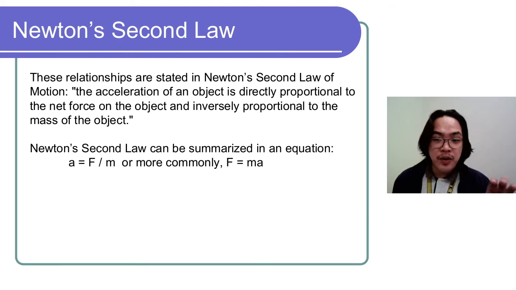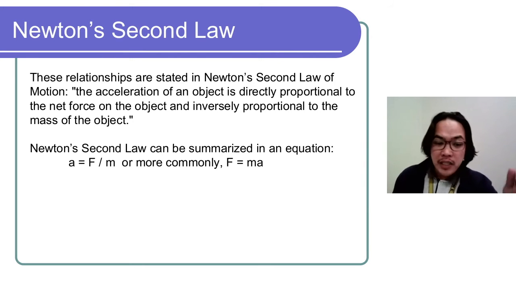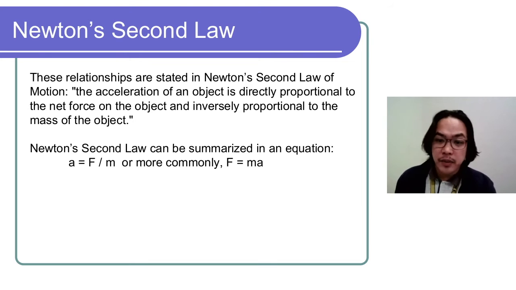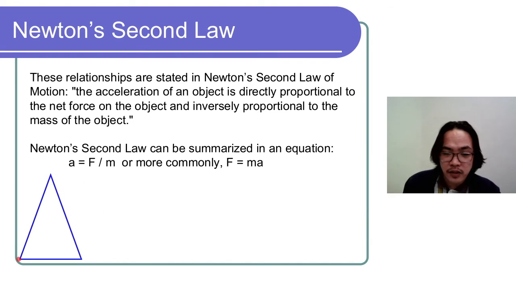So A is your acceleration, and when the variable is on the numerator, that represents directly proportional. And if the variable is on the denominator, that represents inversely proportional. So when you take a look at the formula, A is directly proportional to F, inversely proportional to M. Now, since we have three variables, that also means that you will be having three formulas or three equations also.